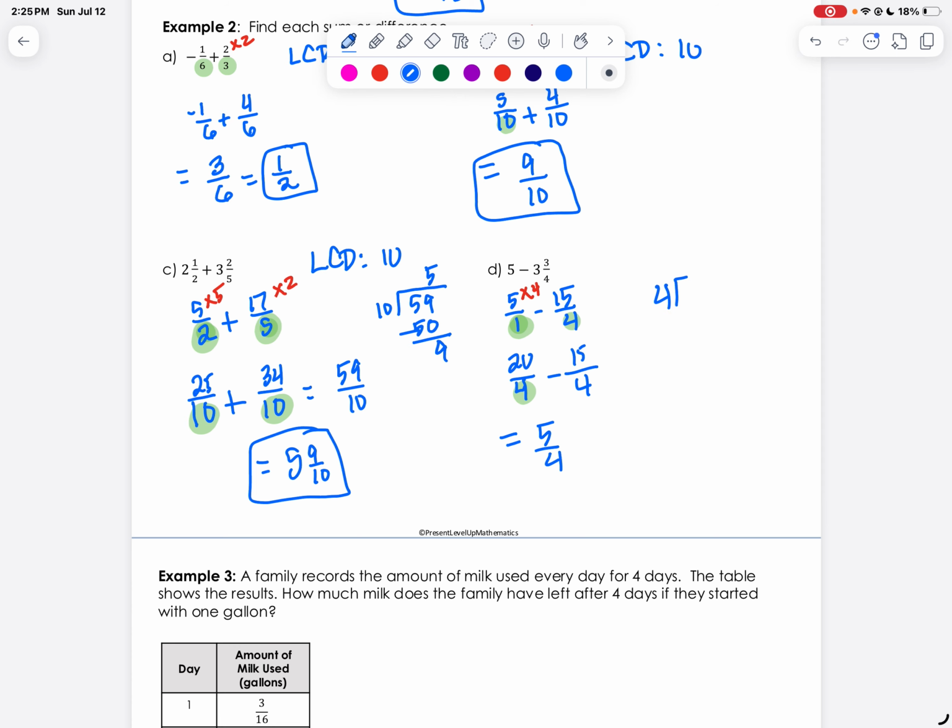If I want to write that as a mixed number, 4 goes into 5 one time. 1 times 4 is 4. 5 minus 4 is 1. So this would be 1 and 1/4.